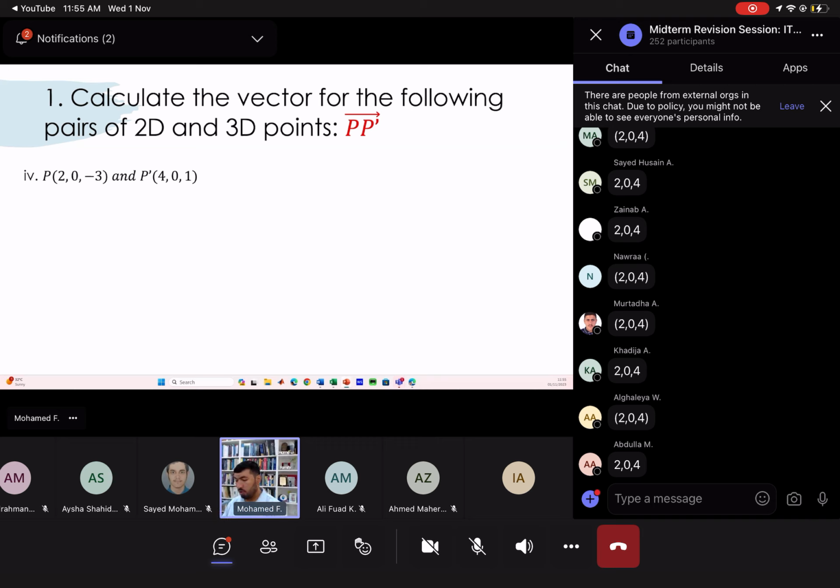So that's it. What we have done is that we have taken the 4 minus 2, comma, 0 minus 0, which is 0. We don't have to write it. 1 minus 3. So 1 minus 3 is going to be minus 2, 0, and what? 4.